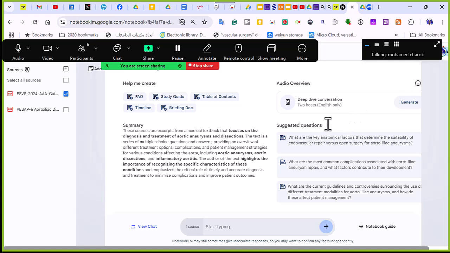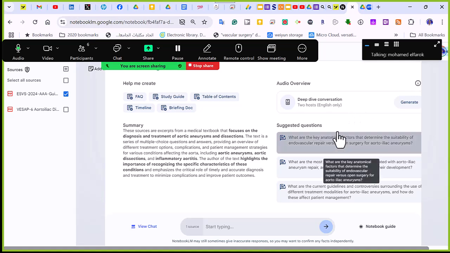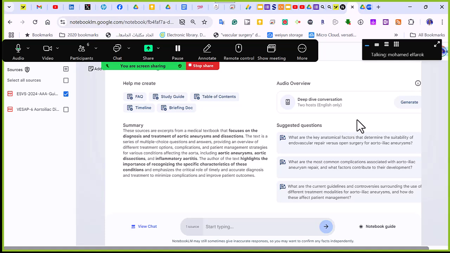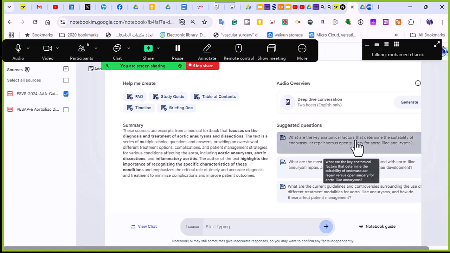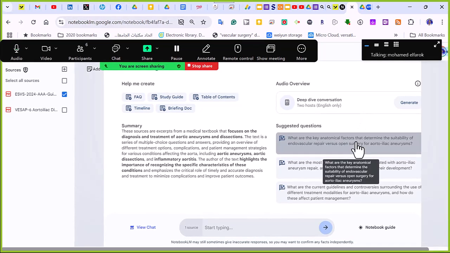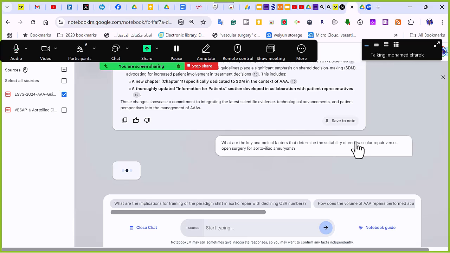And it also gives you suggested questions. These are the questions it suggests, you can ask the AI and it will reply. For example, it said, what are the key anatomical factors that determine stability of endovascular repair versus open surgery repair for aortoiliac aneurysm? This is not an easy question. The key anatomical factors are usually related to the neck: diameter of the neck, angle of the neck, diameter of the axis. Let us see how it will answer from the aortic guidelines. It will not take any other source.